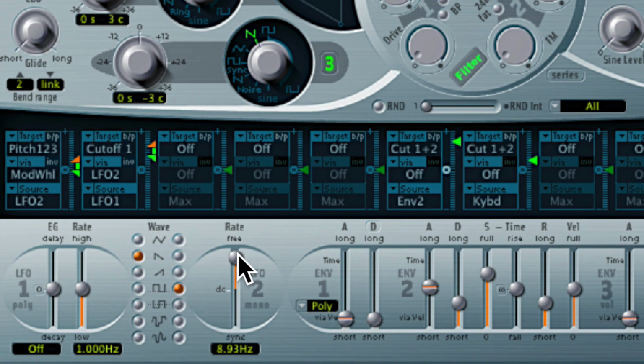Excellent. So that's how we use ES2's modulation router to create an LFO that modulates the cutoff frequency.